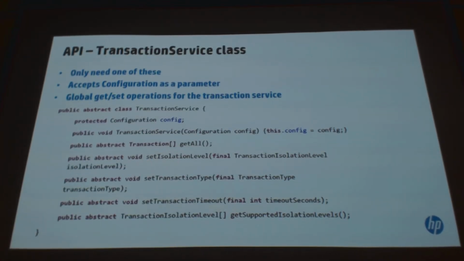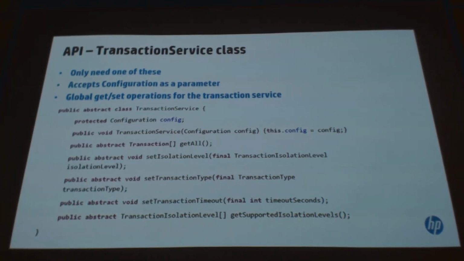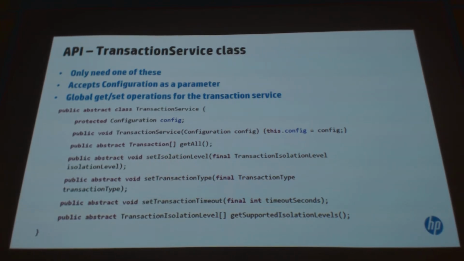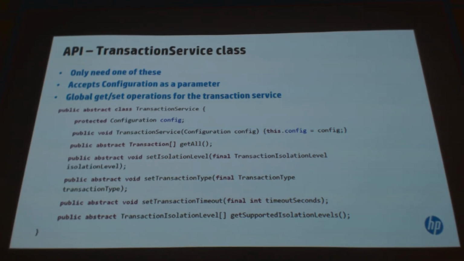The transaction service class, as I said, there's really only one of these. You instantiate one when you start the program, and it provides you with services which are transaction manager related. Things like when you want to globally set an isolation level, or set a transaction timeout at a global level. So it's those sorts of things you use. And notice it takes a configuration parameter so that it can be configured through the HBase site.xml file.